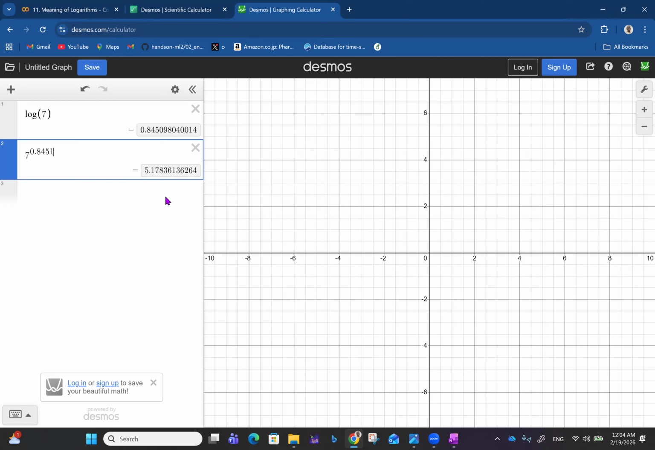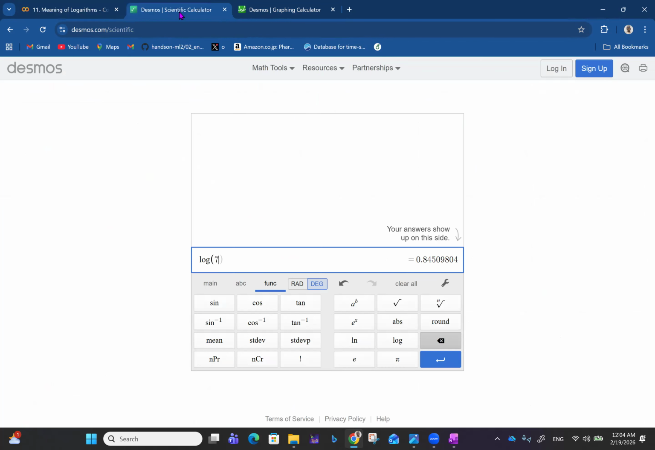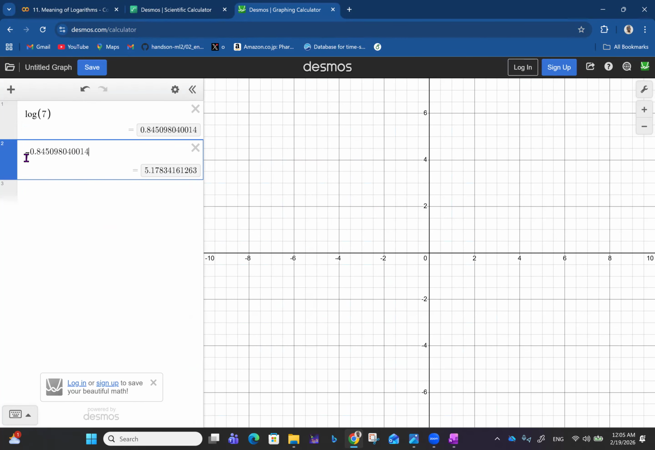So it means more decimal places will be useful. 5098040014. Even at that, it's still very far from 7. But, oh, what did I do? Okay, this should be 10 raised to the power. Sorry, I was wondering why it's so far away. It should be 10 raised to the power of that, 0.8451. So that's approximately 7, as you can see. It should be 10 raised to that, not 7 raised to that.